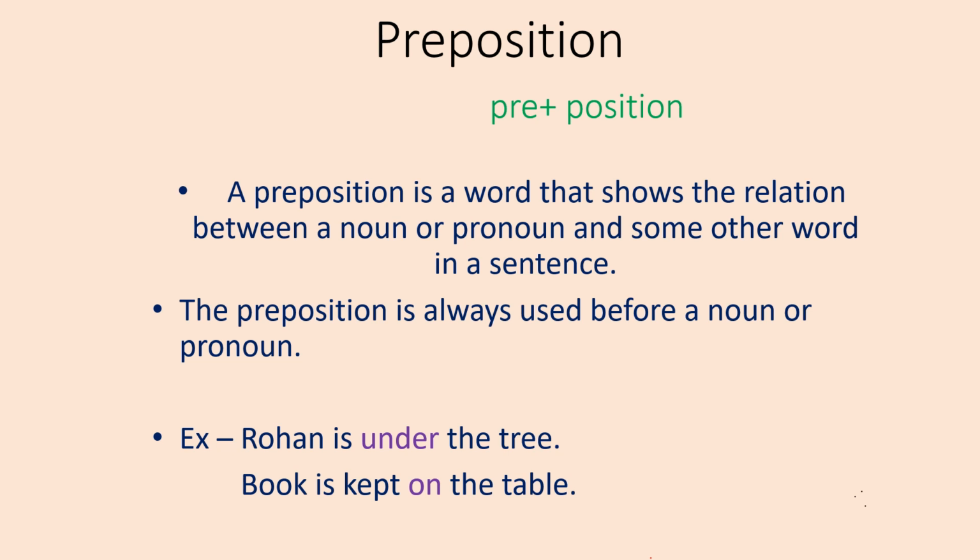Second point: it will always come before a noun or pronoun. It's very important. So let's go with one more example. The book is kept on the table. This is a noun, and before the noun we are using a preposition. Number one. Number two, it is telling the position: where did I keep the book? I kept the book on the table. So these 2 points are very important here.